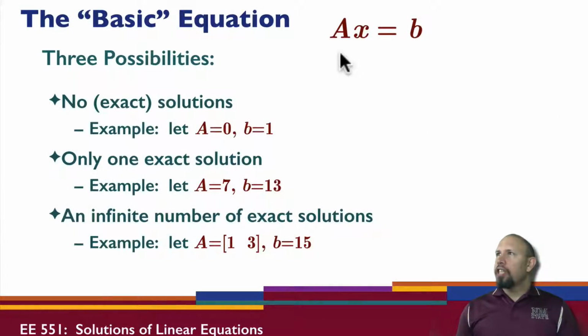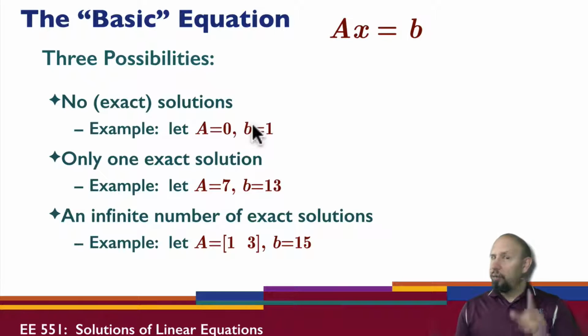So again, your basic equation, Ax equals b, has three possibilities. Here are some examples of those. For example, if A is 0 and b is 1, we can't divide by 0, and so we have no exact solution. That corresponds to the equations being inconsistent. That's equal to saying 0 is equal to 1. That's not consistent. Okay. It turns out we can still get a solution to that problem.